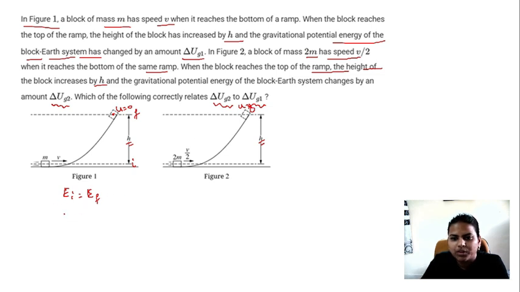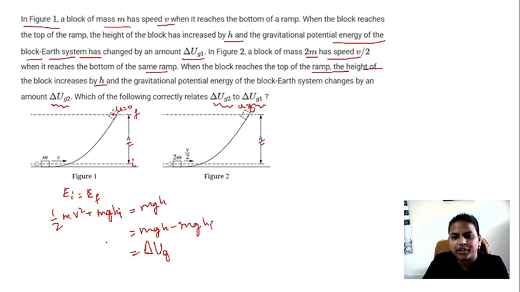So for both cases, I can write that initially it has kinetic energy which is half mv square plus it has some height from the base. So it would be mg h initial is equal to the final kinetic energy is 0, it would have only potential energy which is mgh. So mgh minus mg h initial is your delta UG or the change in the potential energy which is equal to half m vi square. So this is initial velocity.